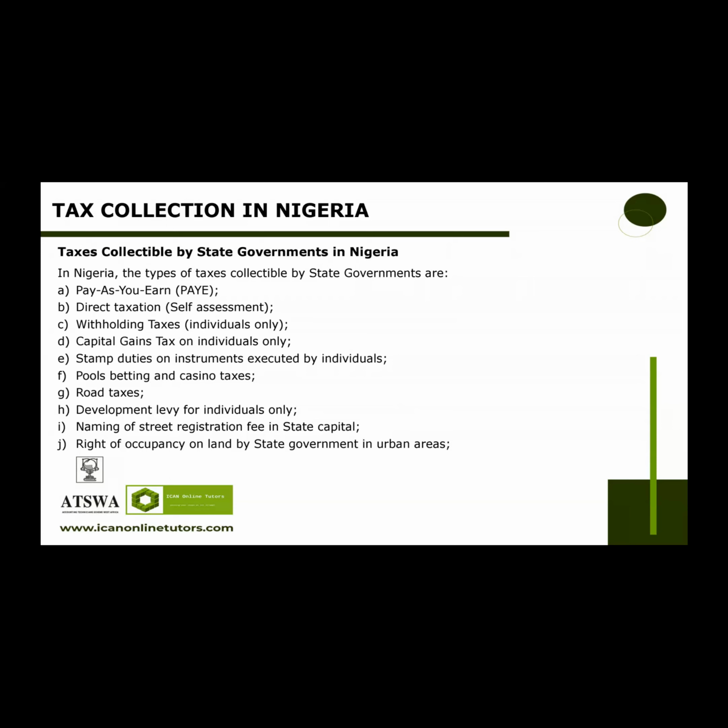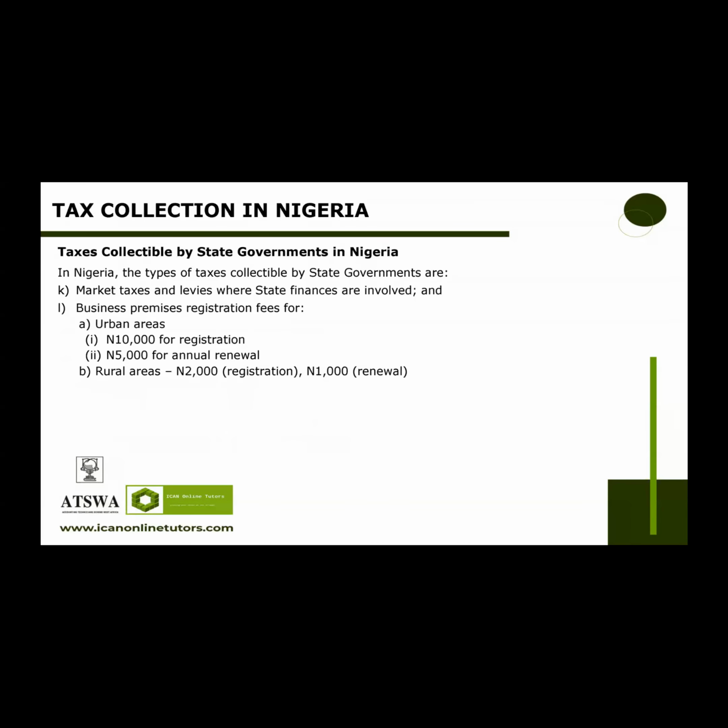In Nigeria, the types of taxes collectible by state governments include the following: pay as you earn, PAYE; direct taxation, self-assessment; withholding taxes, individuals only; capital gains tax on individuals only; stamp duties on instruments executed by individuals; pools, betting, and casino taxes; road taxes; development levy for individuals only; naming of street registration fee in state capital; right of occupancy on land by state government in urban areas; market taxes and levies where state finances are involved; and business premises registration for urban areas, 10,000 naira for registration, 5,000 naira for annual renewal, and for rural areas, 2,000 naira for registration, and 1,000 naira for renewal. Are we together? So that's that for the state government.